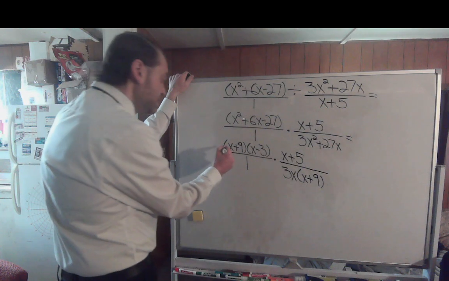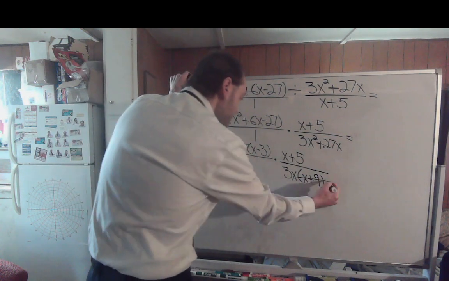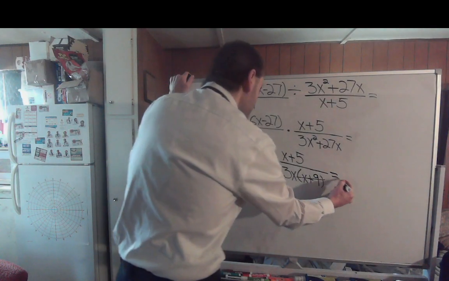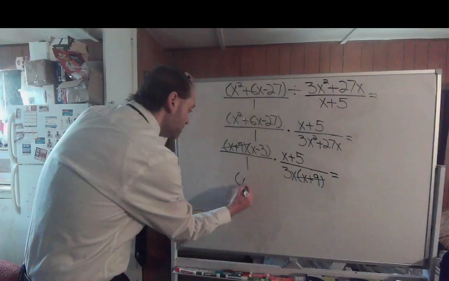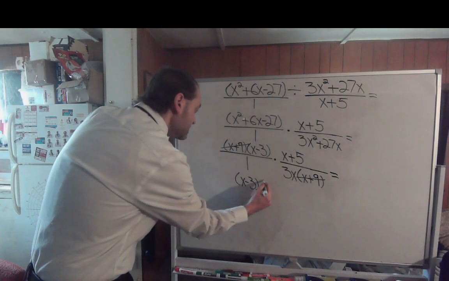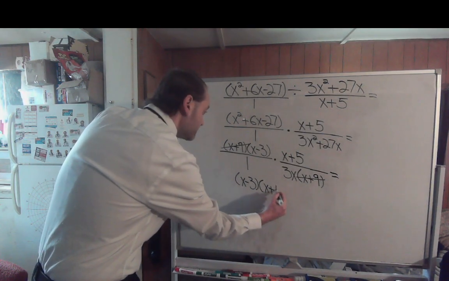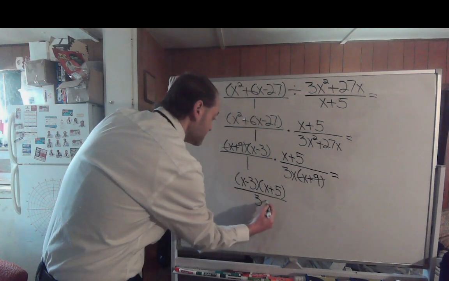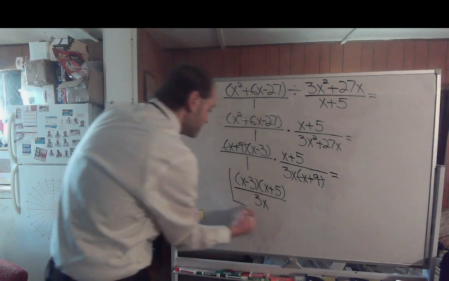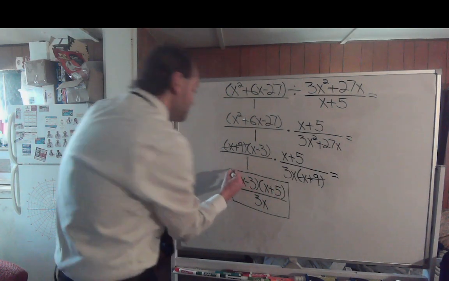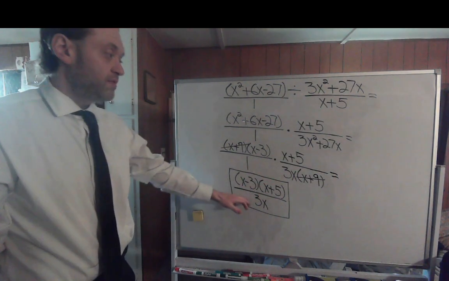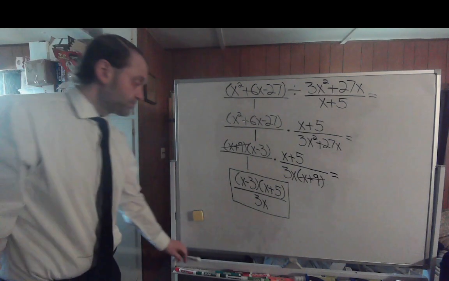Alright, the x plus 9s will cancel out. And really, we've canceled everything we can. This would just turn into x minus 3 times the quantity of x plus 5 all over 3x. And that would be the best we can do to reduce this. So you get x minus 3 times the quantity of x plus 5 over 3x.